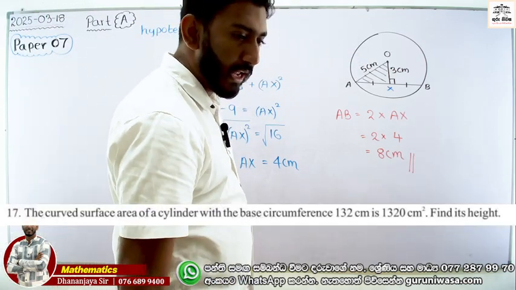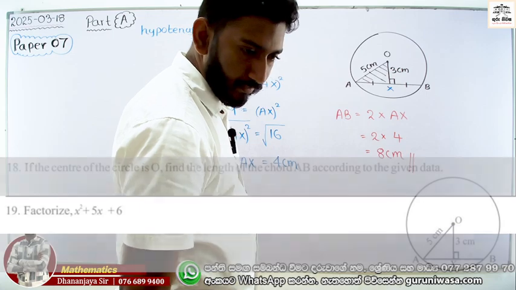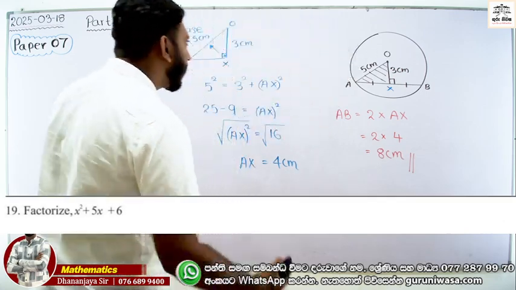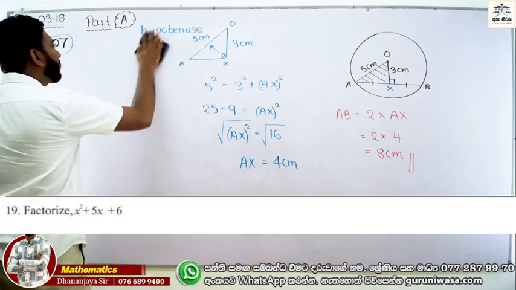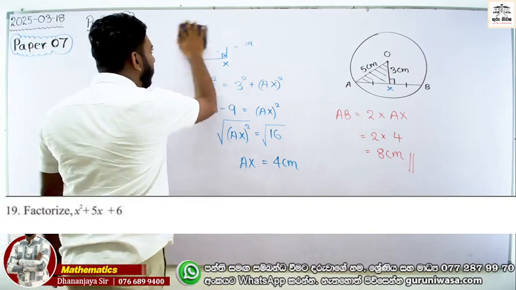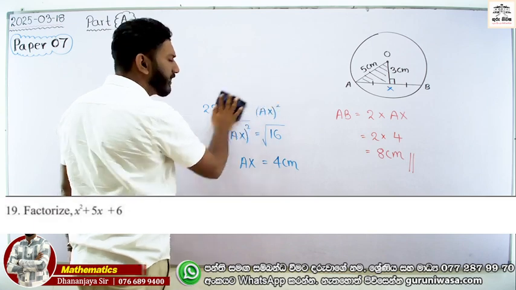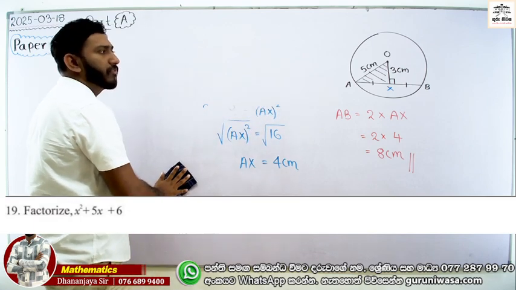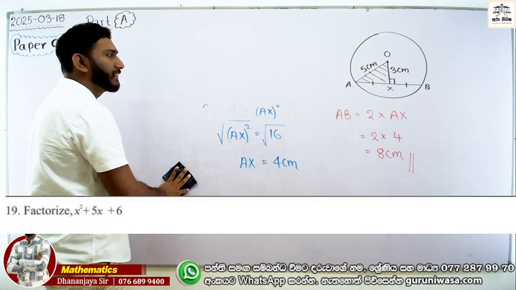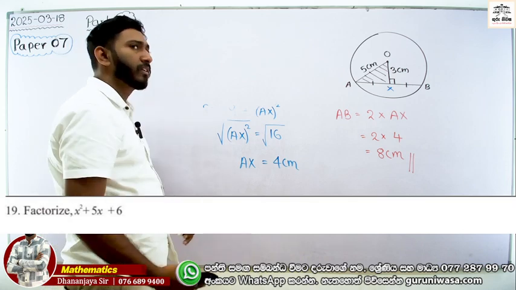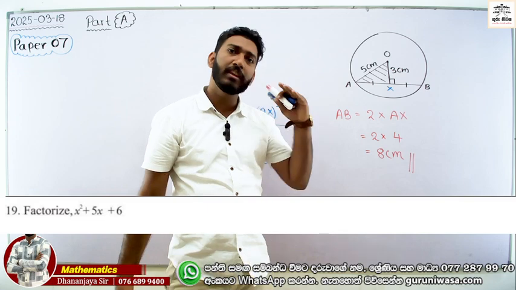Right. And question number 19. Factorize. And this one is very easy. Factorize. Find the answers. Hurry up. This one is relevant to grade 9. There are 3 types of factors. The first one is common factors, then trinomial quadratic expressions, and the difference between two squares.